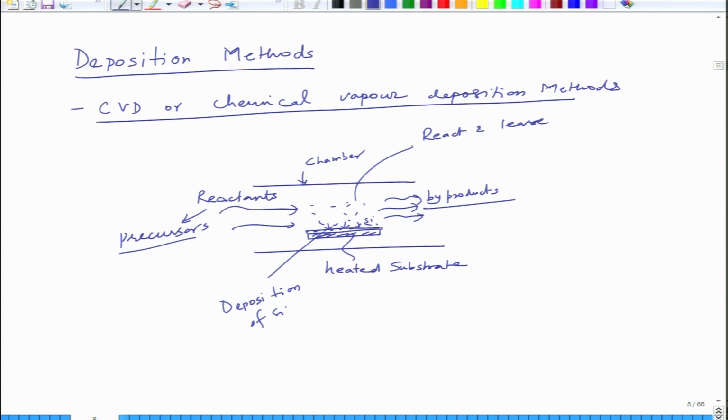So this is called chemical vapor deposition, because chemicals come into the chamber in vapor form over a heated substrate where they react with each other, and the chemical reaction takes place such that the silicon is deposited on top of the substrate and the byproducts go out of the system. This allows you to deposit large area thin films. So large area substrates can be deposited with uniformity.